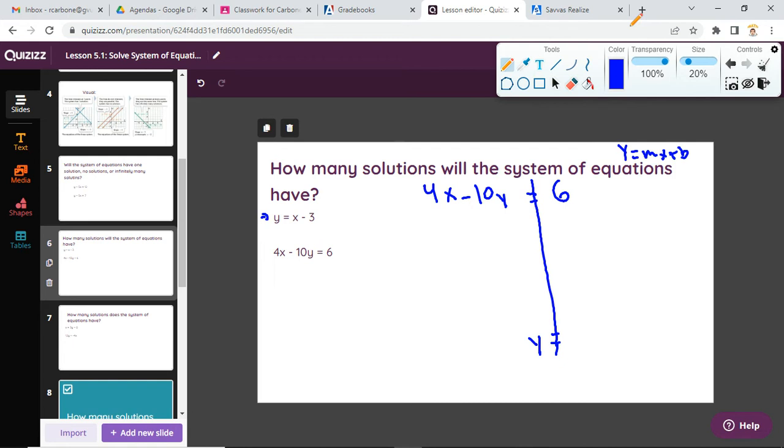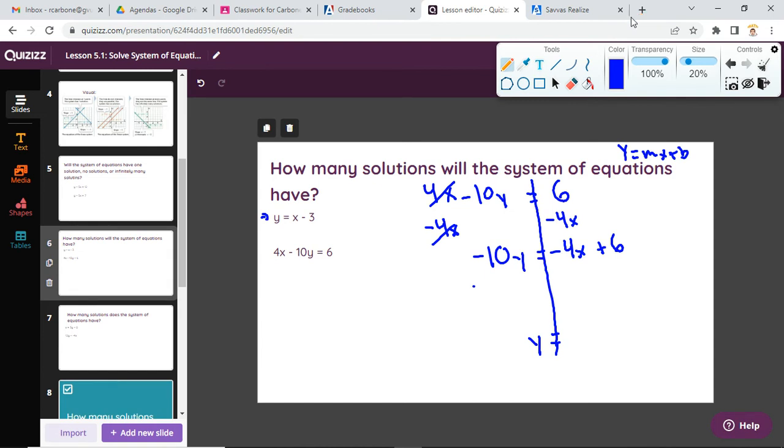All right, so to do that, we have to start off by getting y to be the only variable on the left side of my equation. Okay, so here I have a 4x. Well, how can I cancel out a 4x? The opposite of a positive 4x is a negative 4x. So I'll subtract 4x from both sides, and I will get negative 10y is equal to negative 4x plus 6.